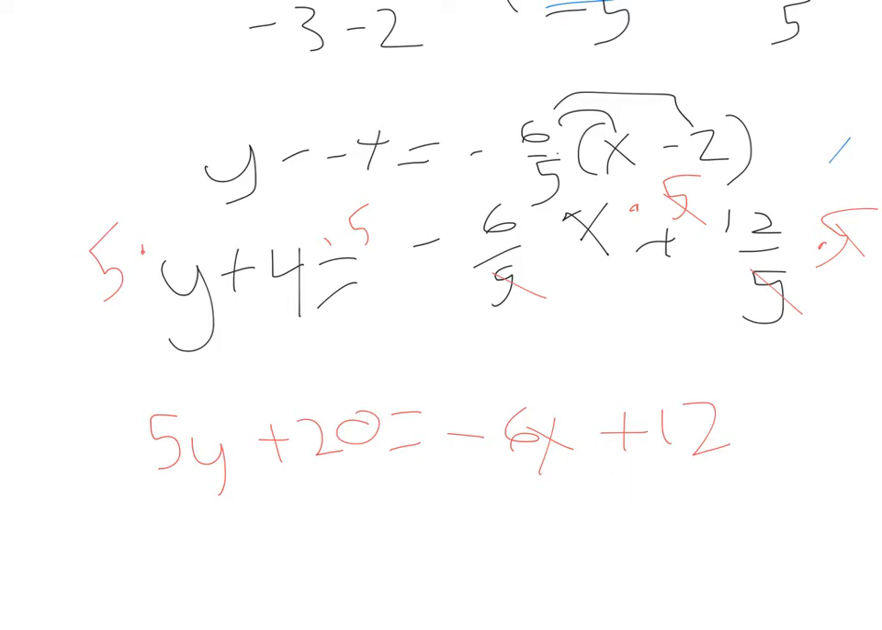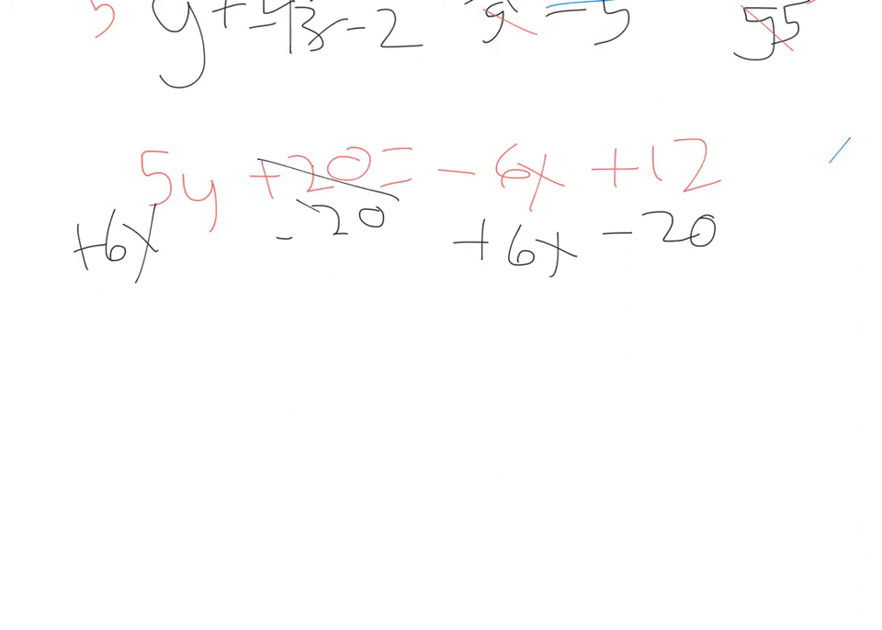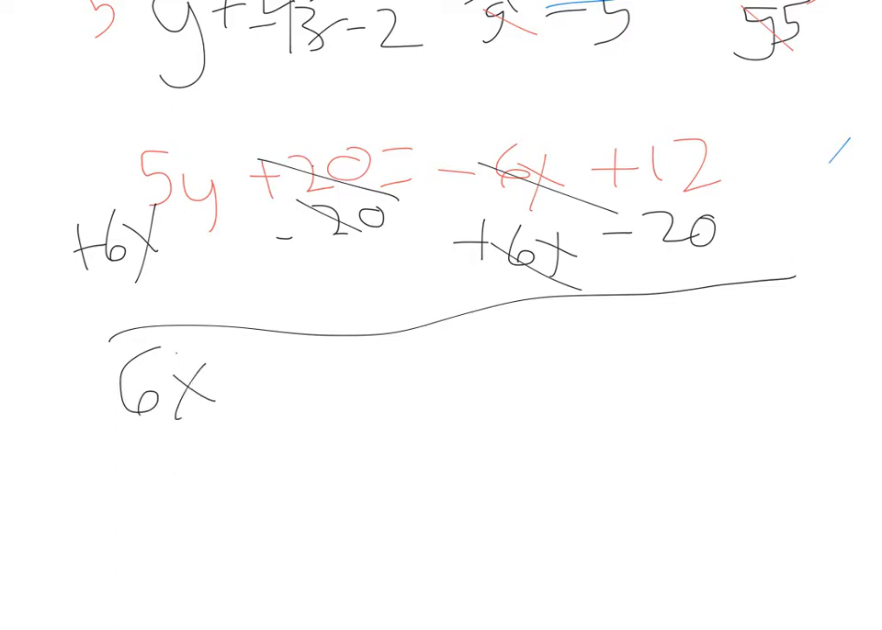So now, let's get the x and y's on the same side. If you add 6x to both sides, and also let's get the constant on the other side, so if we subtract 20, then this 20 and this minus 20 would cancel out, and this minus 6x and plus 6x would cancel out. So you have positive 6x, or just 6x, and then positive 5y, or plus 5y, equals 12 minus 20, which would be negative 8.